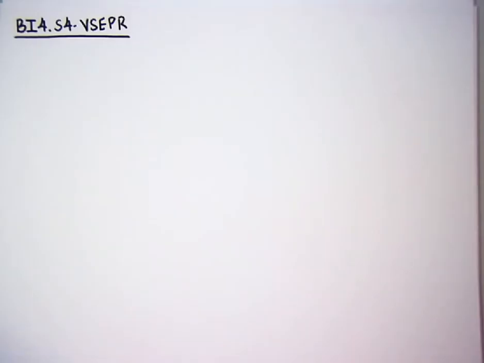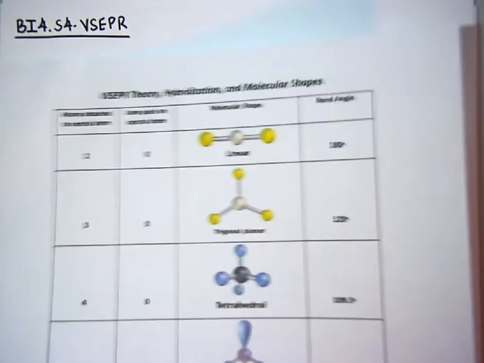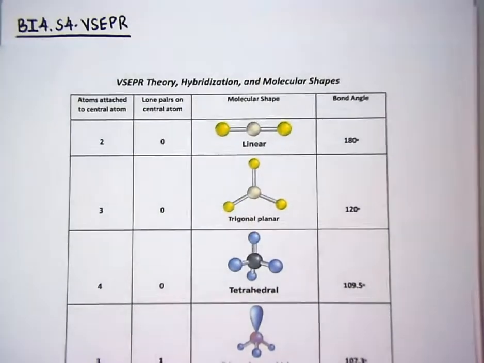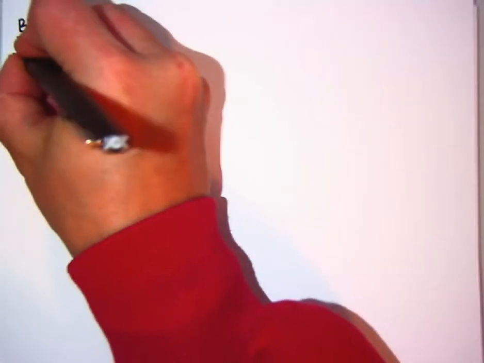In this lesson, we're going to cover Big Idea 4, Standard 4, and our topic for today is VSEPR. So you do need your chemistry resource packet, and the page that we're going to use today looks like this. It says VSEPR Theory on the top. So first, let's talk about what VSEPR is.